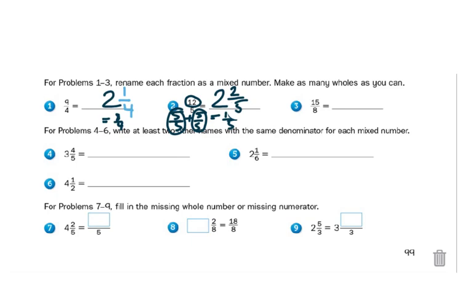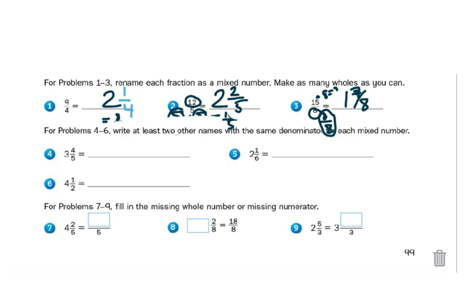For number 3, 15/8, I can take 8/8 away from it. That equals 1 whole. I can't do another one because that would be 16/8. So I end up with 1. If I subtract 8 from 15, I end up with 7/8. Remember, the denominator never changes.